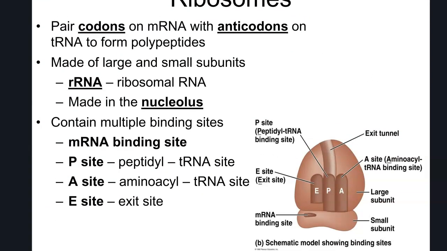There are two ribosomal subunits, the small ribosomal subunit and the large. The large ribosomal subunit has three sites. The E site is the exit site, that's where the empty one sits. P site is the peptidyl tRNA binding site, so that's just the binding part. A site is aminoacyl, so that's where it comes in, then it attaches, and then it exits.